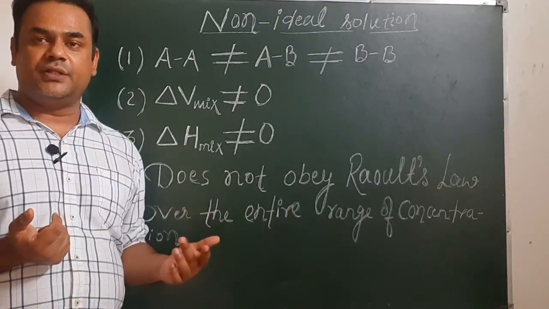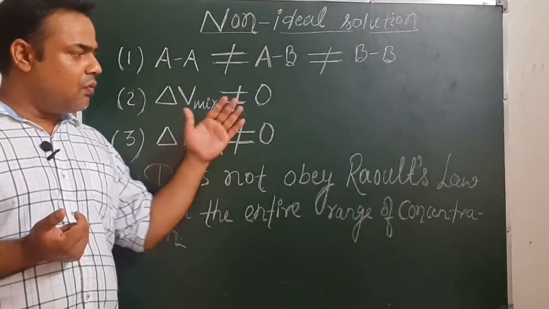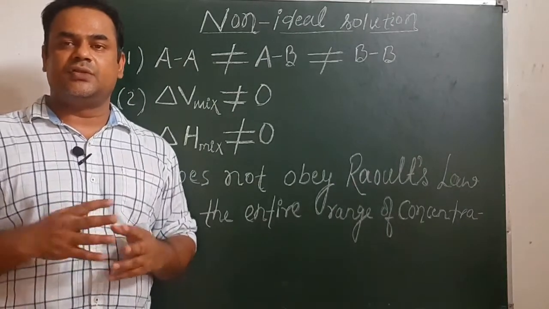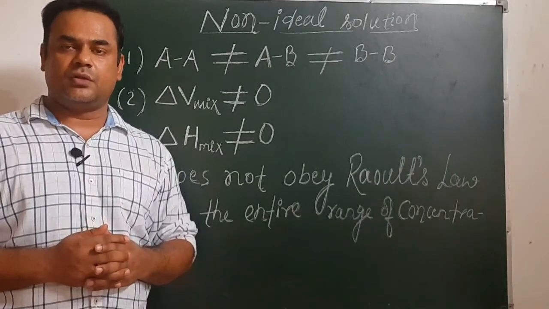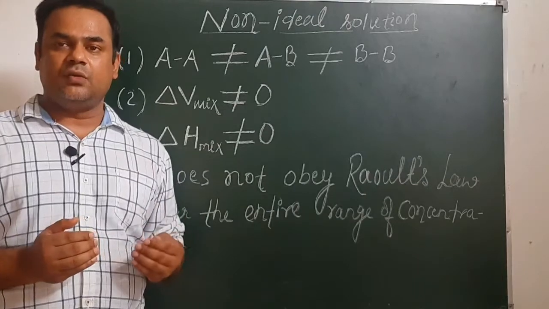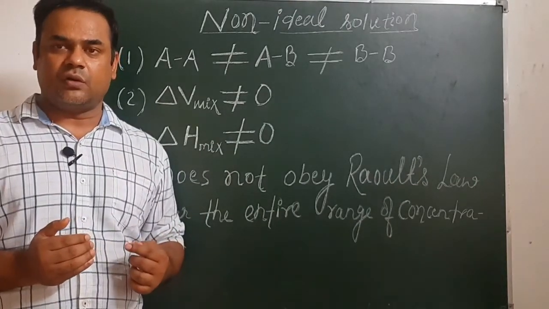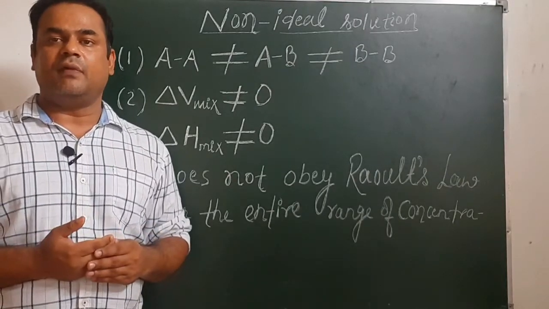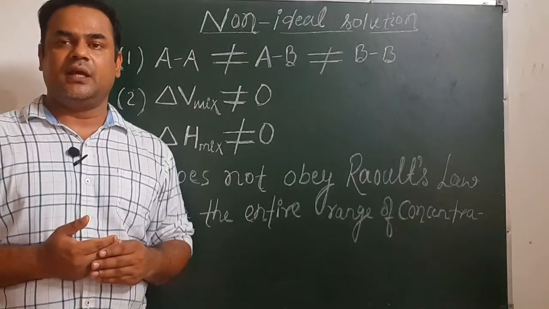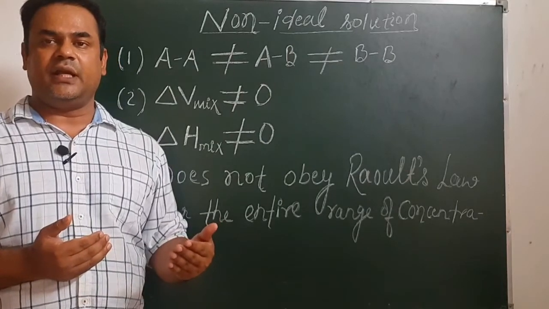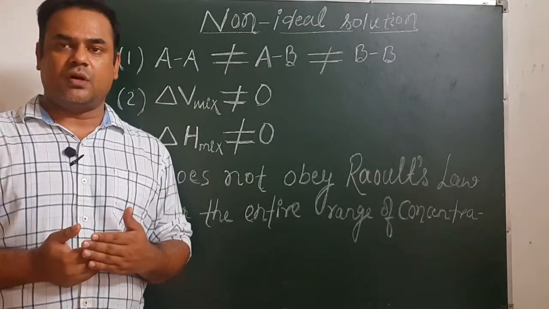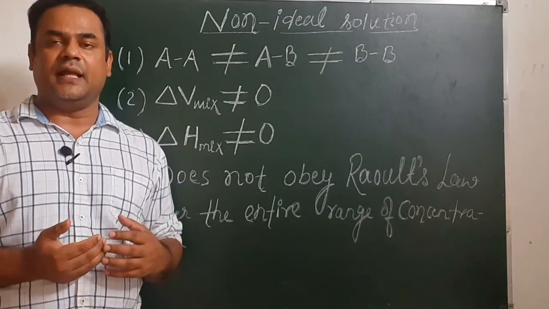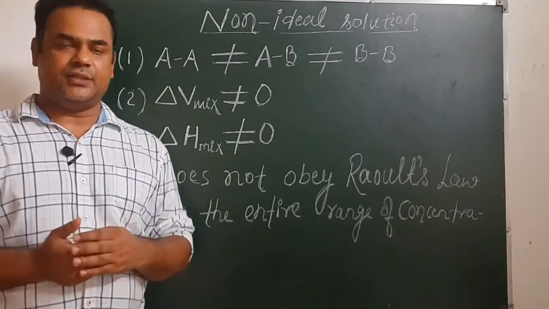There are two types of deviation. One is known as positive deviation from Raoult's law, and the other is known as negative deviation from Raoult's law. A solution is said to be positively deviated from Raoult's law if the total vapor pressure is higher than that of the ideal condition. And we say it deviates negatively from Raoult's law if the total pressure is lower than the ideal condition.